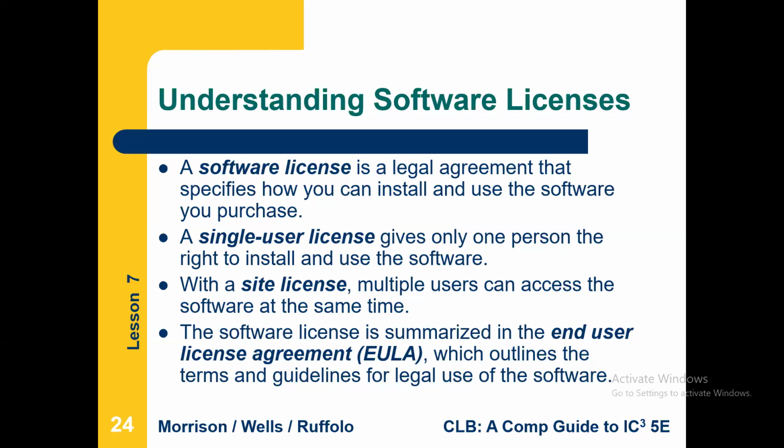Then we have a site license. With a site license, multiple users can access that software at the same time. So usually, schools go for this site license. Let's say, for example, at GCTU, we have our labs and we are trying to install a particular software. In this case, we will not go for a single user license, but we will go for a site license because multiple computers will be using that same copy. So multiple users will access that software at the same time.